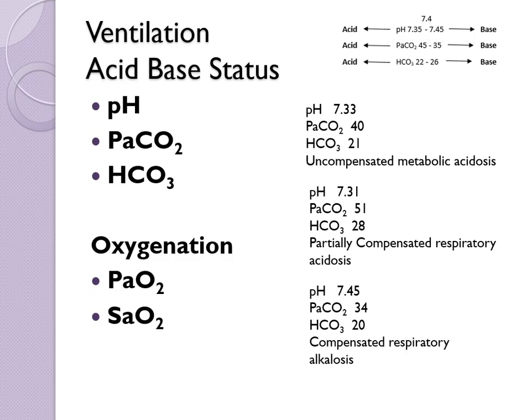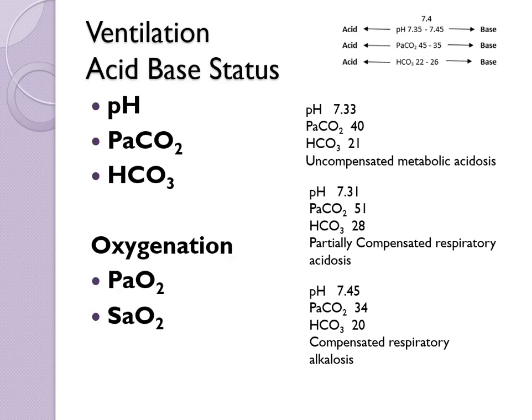Okay, so this is a compensated respiratory alkalosis problem. So let's look at this one. My pH is 7.45, which means when I name it, it's going to be a base. My PaCO2 is 34. That is less than 35, which means it is base. And my bicarb is 20, which means it's acid. So the PaCO2 and the pH match.